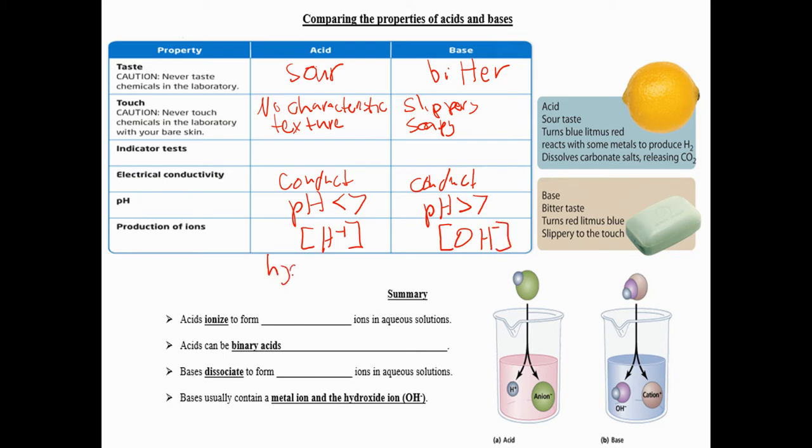So this is hydronium or hydrogen ions, hydronium, and these here are hydroxide ions. So acids ionize to form H plus in solution. That's our summary there. Acids can be binary acids, and then bases, they dissociate to form hydroxide ions. Acids can also be oxyacids.